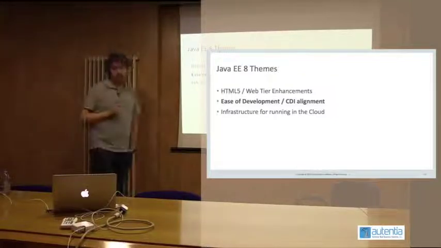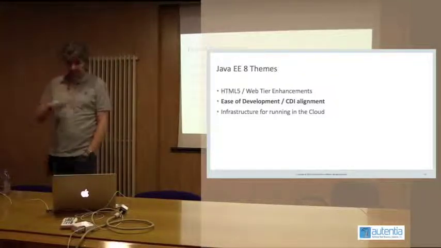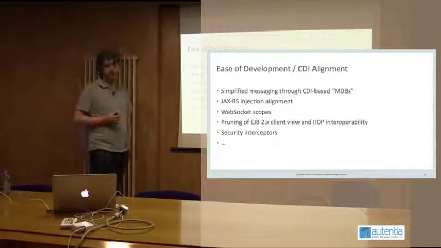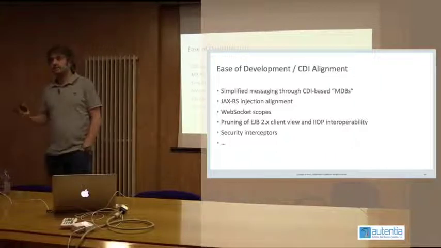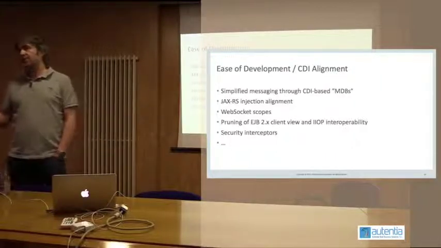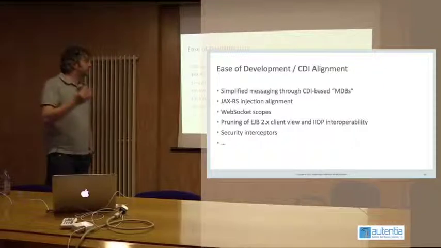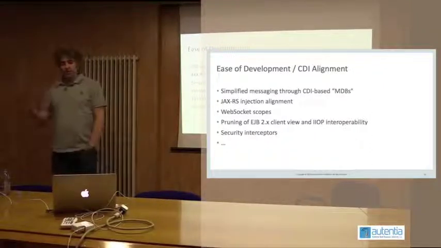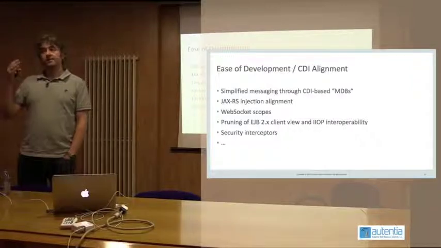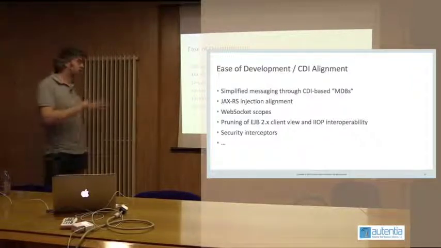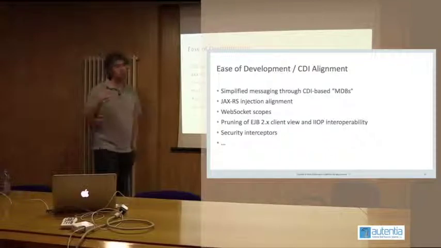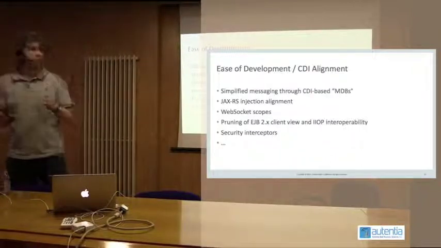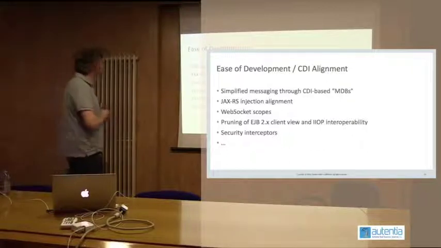Now moving on to the ease of development theme. That one is a little bit difficult to explain because basically ease of development is something that is done through the platform. All the APIs need to think how they can simplify their use. Having said that, there are some obvious candidates. For example, CDI alignment. JAX-RS and JSF could be more closely aligned with CDI. So that's one of the things we would like to do in Java EE 8.